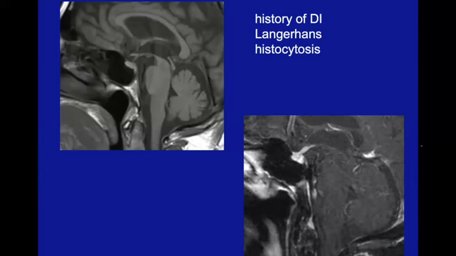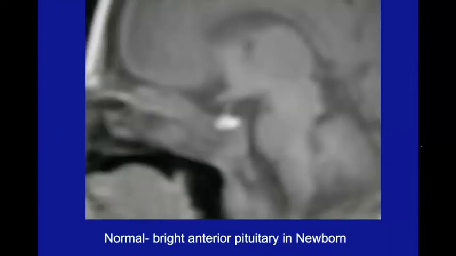Occasionally, you can see it. I think it has to do with the technique that's being used. So it's not always pathologic, but it should get your attention, and you should look for that in all patients. Now, this is what's called the pituitary of the newborn. And in the newborn, the anterior pituitary is bright as well as the posterior pituitary. So this is not a pathologic finding in a baby. But of course, we don't expect to see this in an adult.